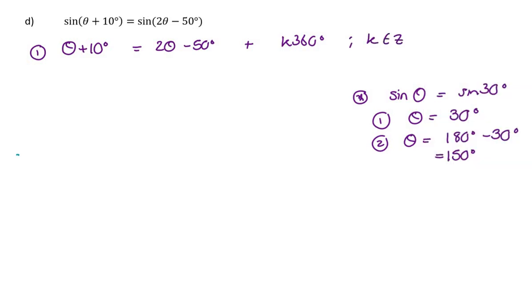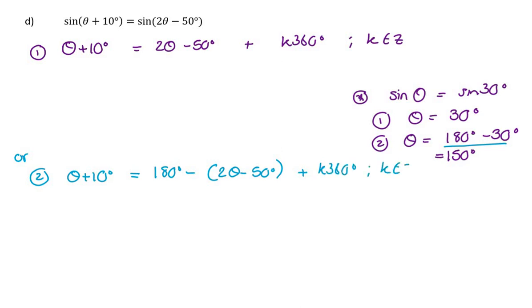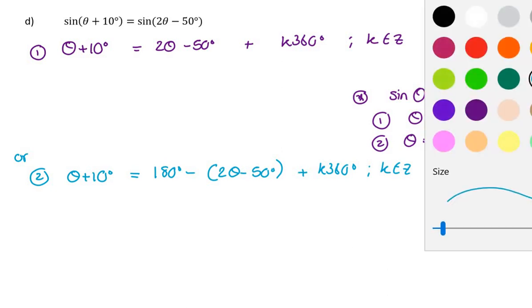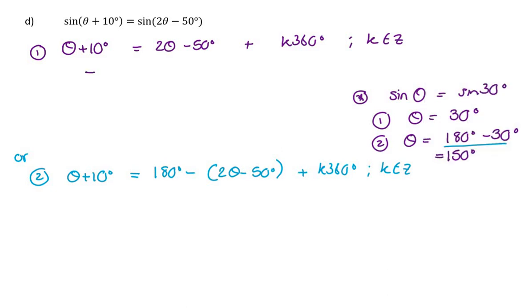However, our second solution, this theta plus 10 could equal 180 minus 30, so it's 180 minus this angle of 2 theta minus 50 plus k360. And once you've done that initial writing out, basically you're just solving a linear equation now. So if I bring my 2 theta over, I actually get negative theta equals negative 60 plus k360. And then basically I divide by negative. So I get 60 degrees. So yes, positive 60.